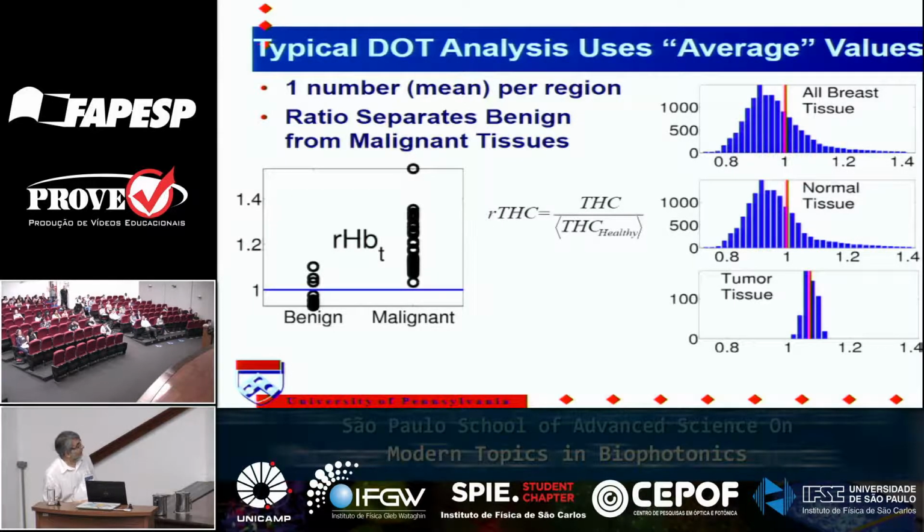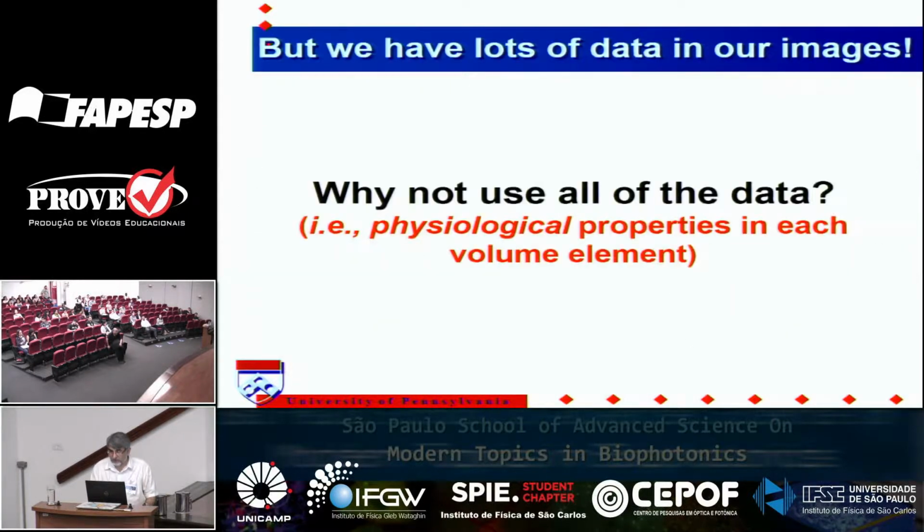So what we're relying on is taking an average value of the tumor tissue, which also has a distribution, and hoping that it's different than this normal tissue. And that's not very efficient. It's not really using the data very well. Again, just to reiterate, we have a lot of data in our images. That three-dimensional image that you saw has lots of volume elements, and in each volume element we have several different physiological properties. So can we use it all? The answer is we can, and I'm going to show you what we do.